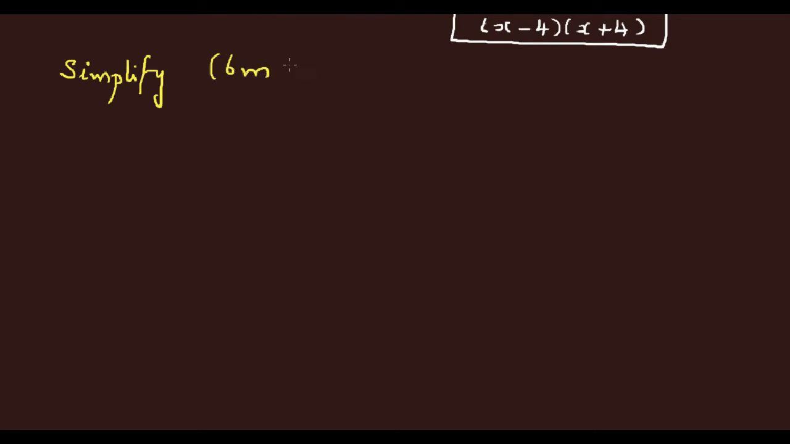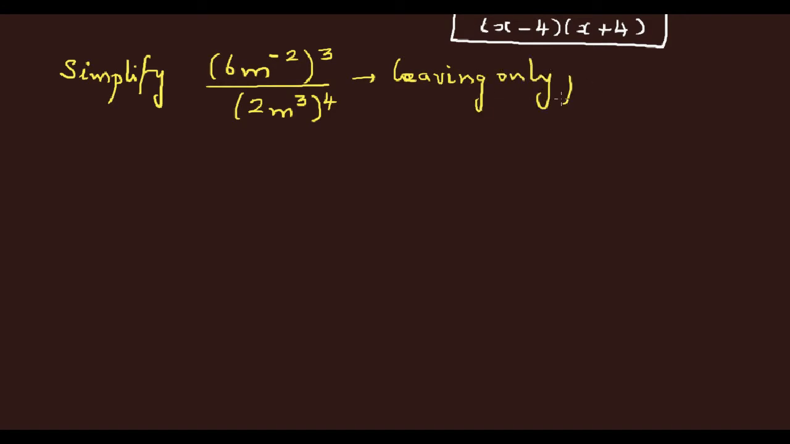(6m to the power negative 2) to the power 3 divided by (2m cubed) to the power 4, and you want to write this leaving only positive index. You don't want a negative index, you want all positive. Okay, so how do we do this?